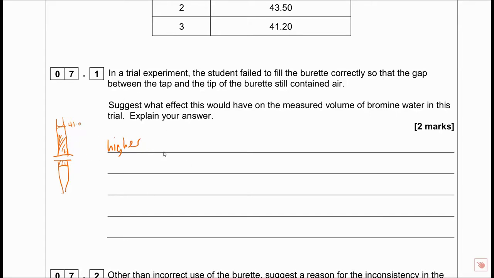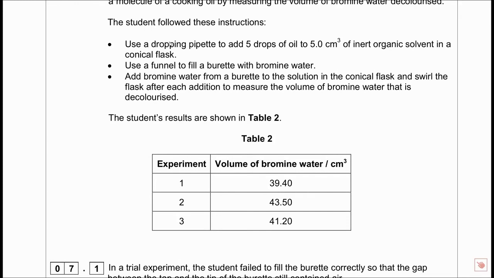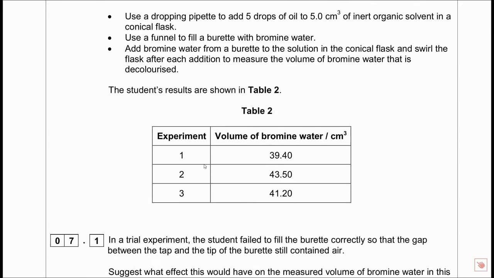Very practical question, that one, but not too difficult of a question either. 7.2. Other than incorrect use of burettes, give a reason for the inconsistency in the student's results. Right, well let's look back at what's happened. So he's using a dropping pipette to add 5 drops of oil. That's pathetic. You can't just use a pipette to add 5 drops of oil.